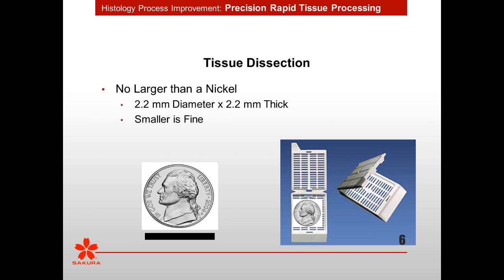So, tissue dissection. So what are we talking about? No larger than a nickel. That has always been, besides the PAs, what pathologists have been trained to. It's 2.2 millimeters in diameter, 2.2 millimeters thick. Anything smaller is fine, but we don't want to go above.